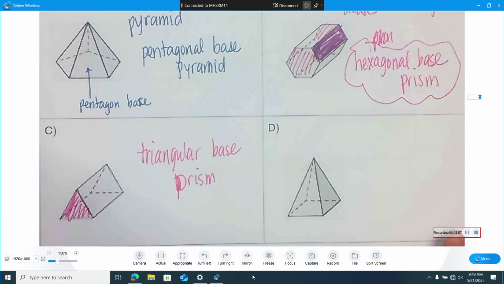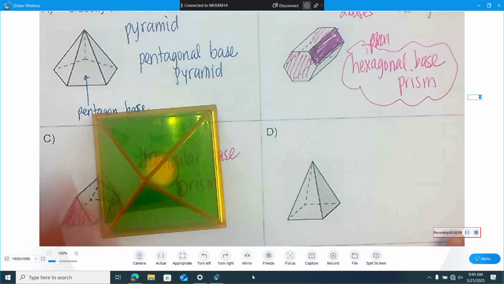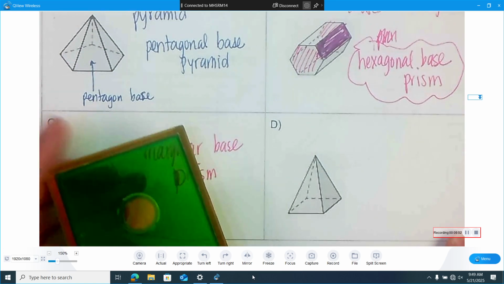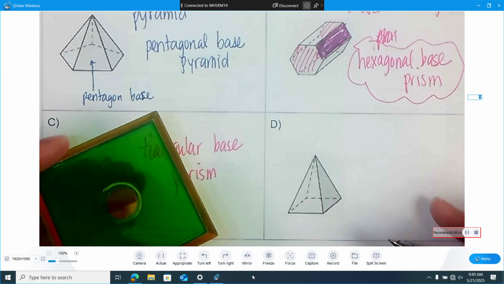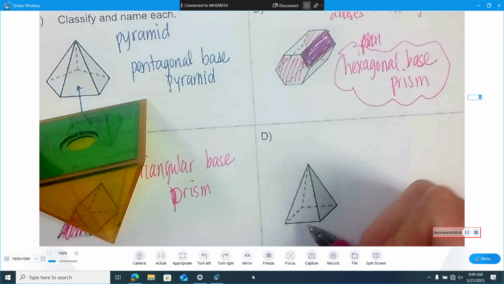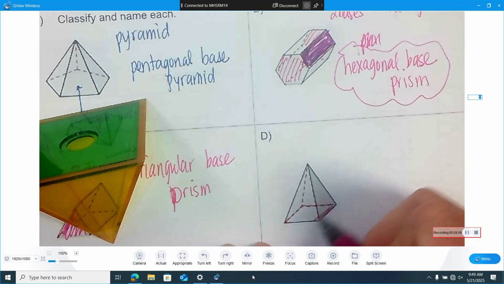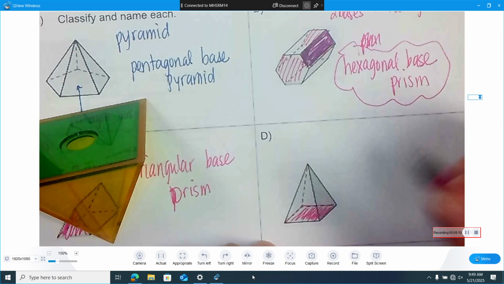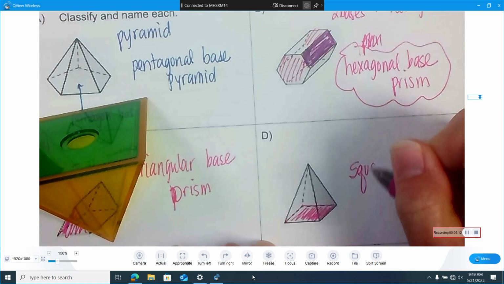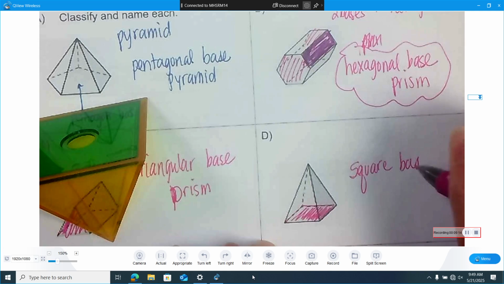And D, pyramid or prism? Pyramid. I have one here. This is a pyramid. And what's its base? Square. Yeah, it is a square. So you can see it right there. Do take a minute. And here is the square base pyramid.